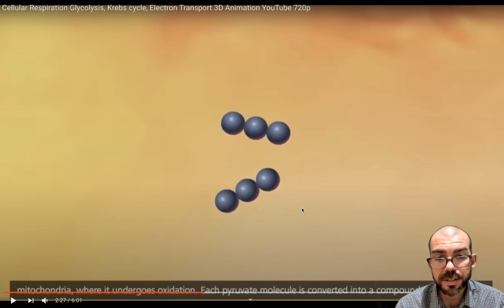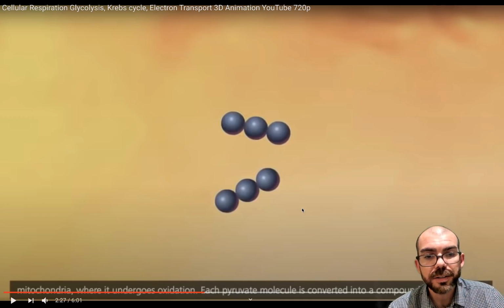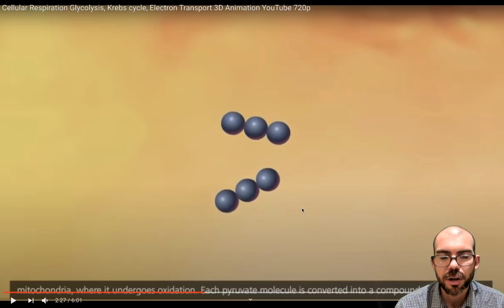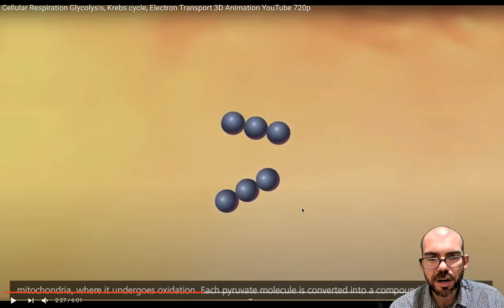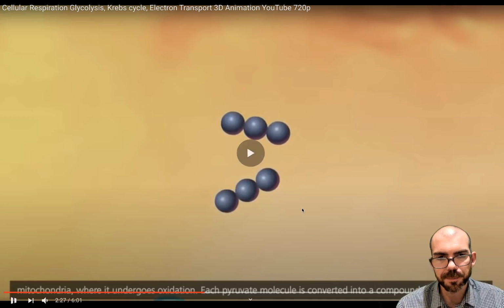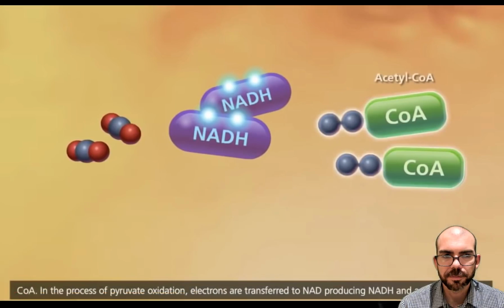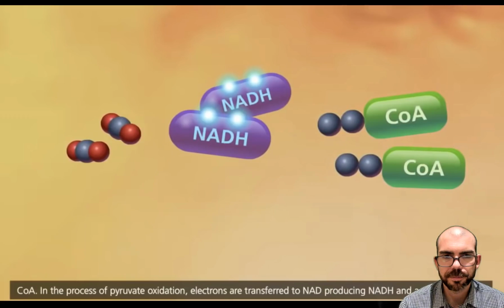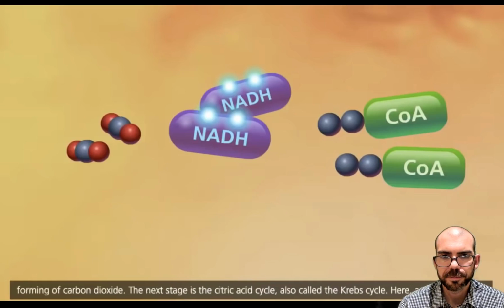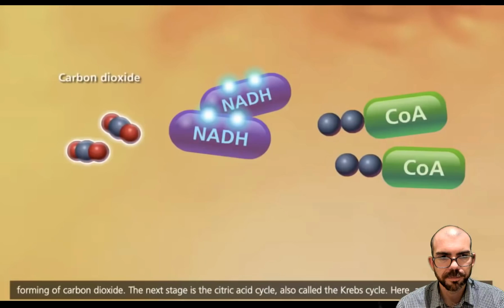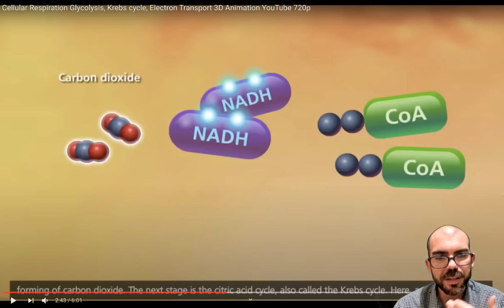A reminder that oxidation means to lose electrons, a reduction is to gain. So when you see this, think what was oxidized and what was reduced. Each pyruvate molecule is converted into a compound called acetyl CoA. In the process of pyruvate oxidation, electrons are transferred to NAD, producing NADH, and a carbon is lost, forming carbon dioxide. So as you saw, pyruvate is split.